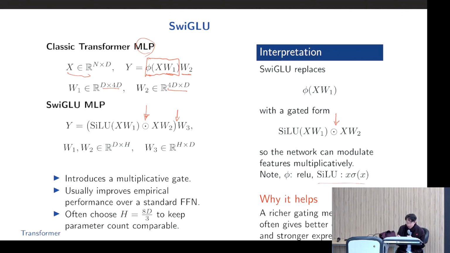And SiLU is x times sigmoid of x. So it looks something like this. So ReLU is this function, and SiLU looks more continuous, something like this. So they change matrix multiply with a gating mechanism, and empirically it leads to better optimization and stronger performance.